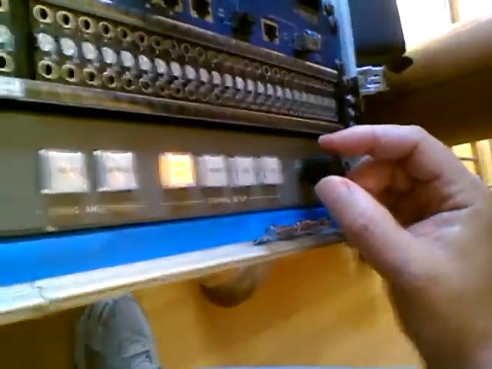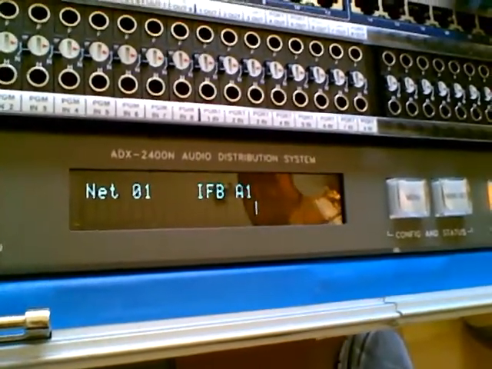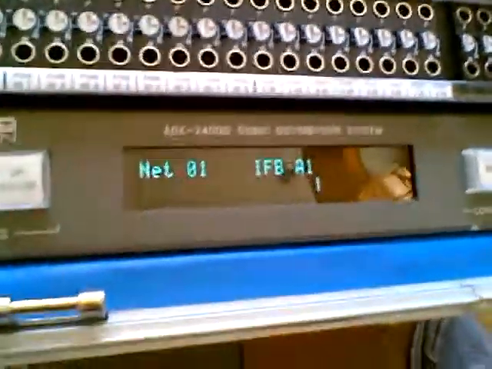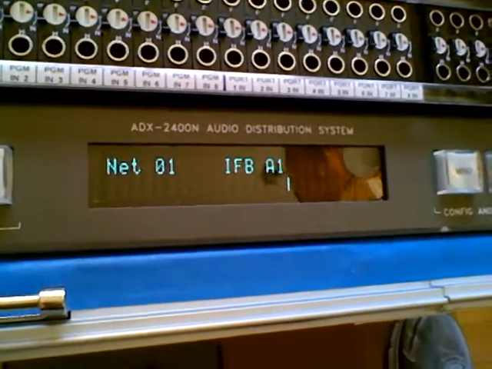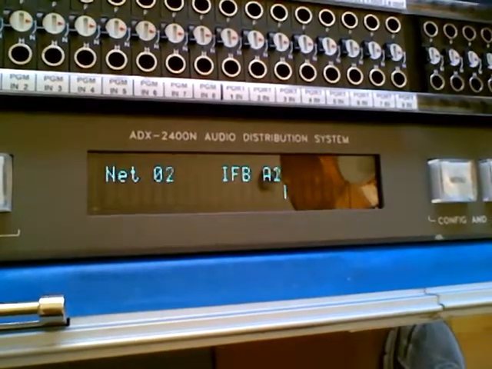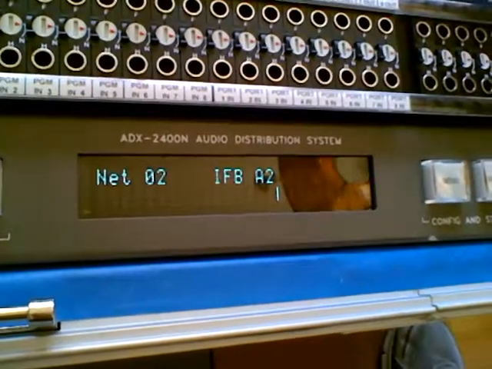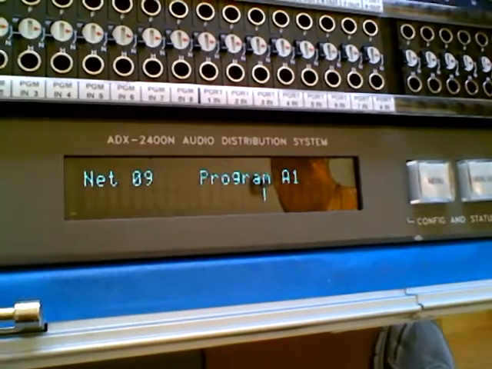We keep rolling the menu and we'll move over to what is called the networked outputs. So the networked outputs are sourced from these analog patch points on this lower row here, 1 through 24. So network output number 1 goes to IFB on ADX 120 number 1. And the second one goes to the second IFB on the back of the box. And then we can scroll through all these network outputs.